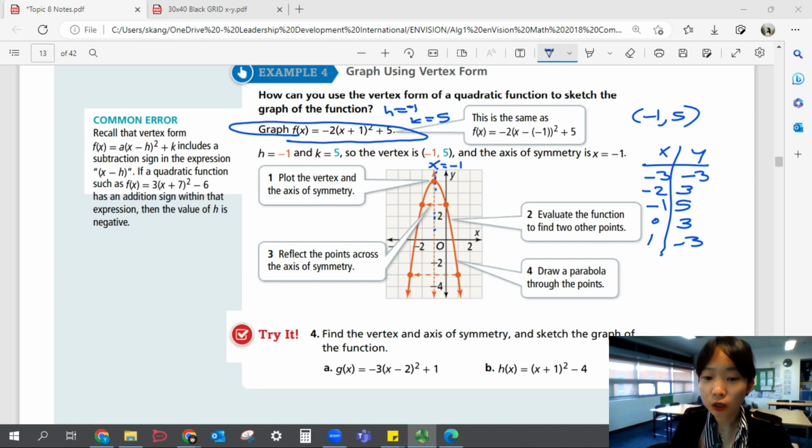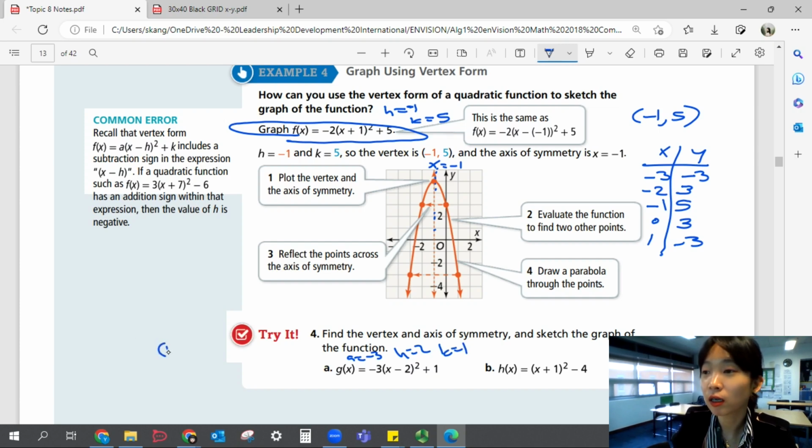Okay, so let's look at 4A. g of x is -3 times (x minus 2) squared plus 1. Your A is -3, but that's not really important in graphing. Your H is 2, K is 1, so your HK is your vertex, which is (2, 1). So you start with (2, 1). So you're going to create a table for the graph.